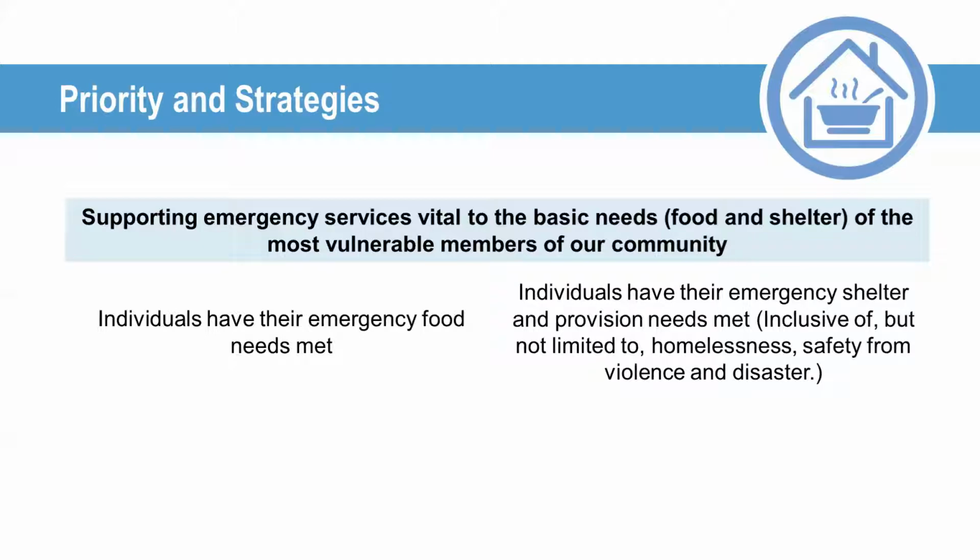So Basic Needs has one priority and two strategies. The priority: supporting emergency services vital to the basic needs, food and shelter, of the most vulnerable members of our community. For definitions and descriptions of what we mean by emergency food and shelter, you can go to the request for application. And then we have the strategies of individuals will have their emergency food needs met, and then individuals will have their emergency shelter and provision needs met, inclusive of, but not limited to, homelessness, safety from violence, and disaster.